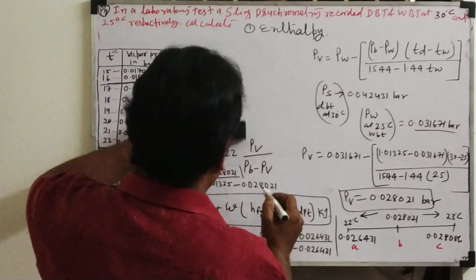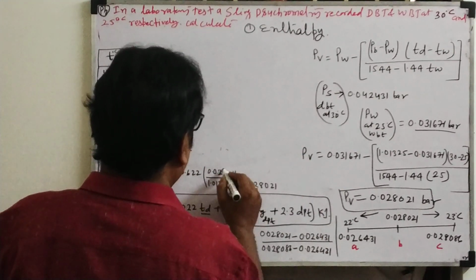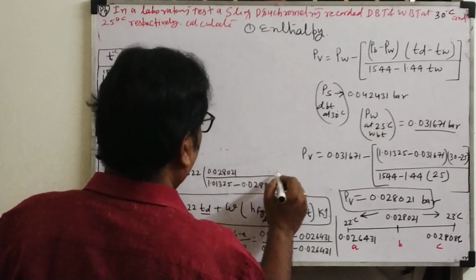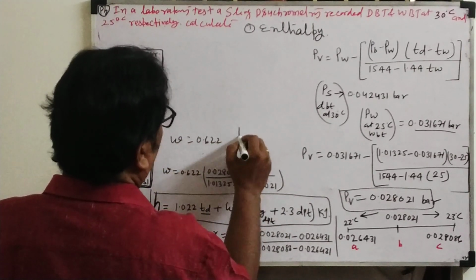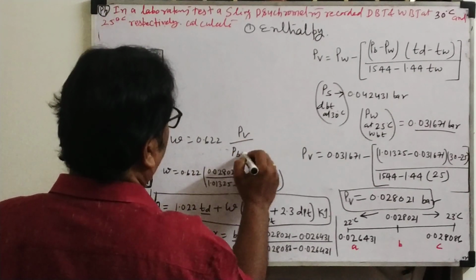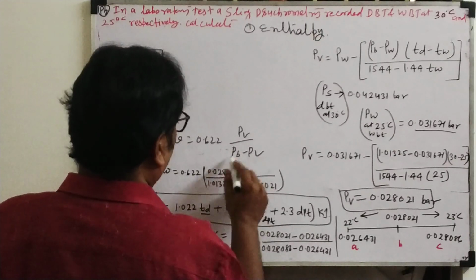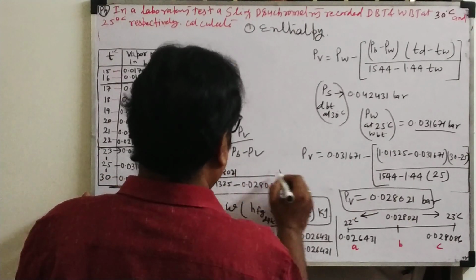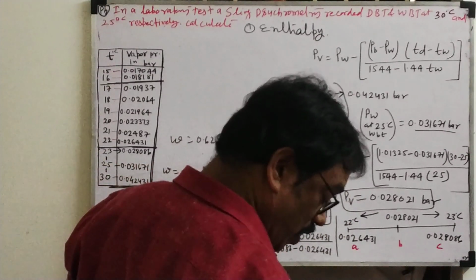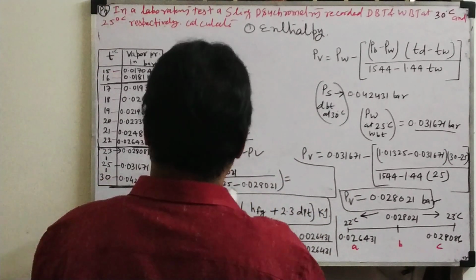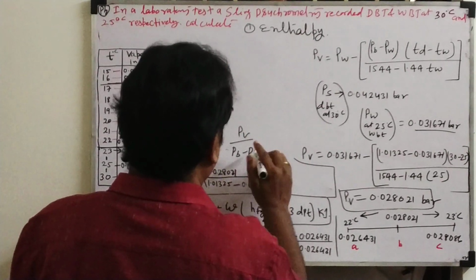I will write this formula here again, at the top. The formula is 0.622 PV divided by (P minus PV). We substitute the values here, and we will get the specific humidity. How much will we get? This is the specific humidity, not the specific volume. You will get the specific humidity.